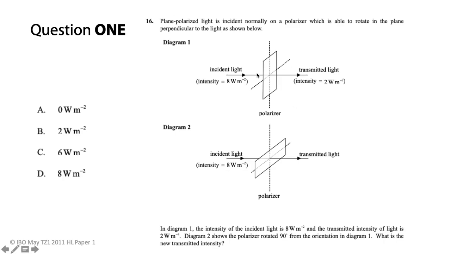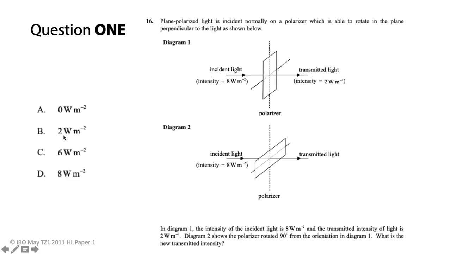Well, what's the alignment of the polarizer compared to the incident light, the incident plane polarized light? Well, it's not completely aligned, because if it was, it would be 8, 8. It's not 90 degrees, because if it was, it would be 8, 0. Instead, it's partially 8, 2. So when it's rotated through 90 degrees, what does that mean?